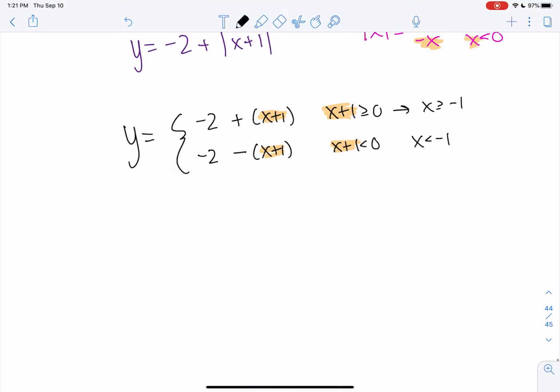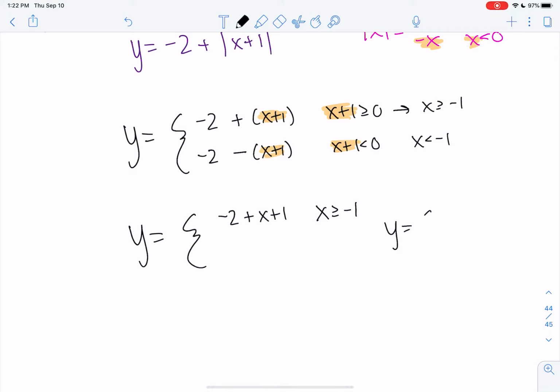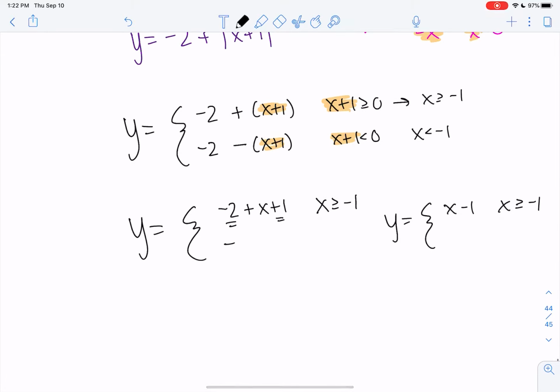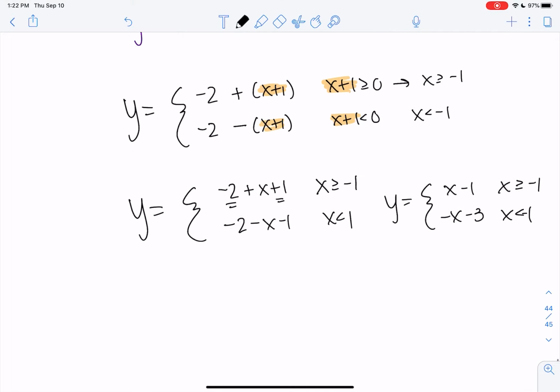And so then if we simplify this, we should get two lines. So we get -2 plus x plus 1, x greater than or equal to -1, which turns into x minus 1. Yeah, x minus 1. And then the other one is minus x, let's do it in order: -2 minus x minus 1. So that'll be -x minus 3 when x is less than -1. And so we know how to graph lines.